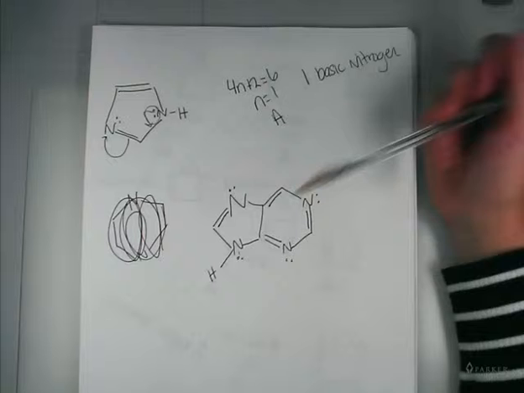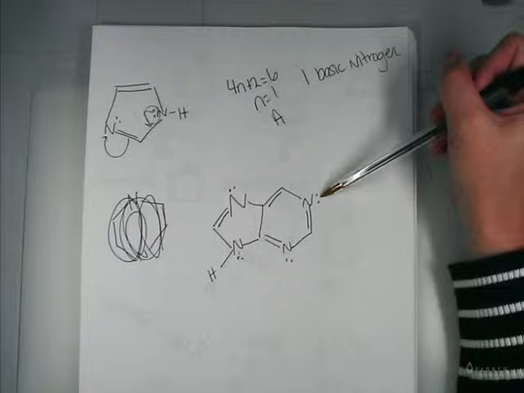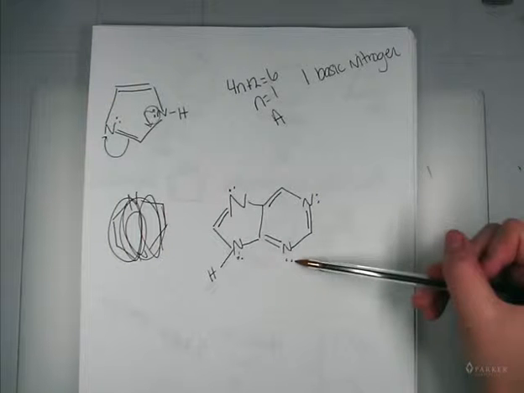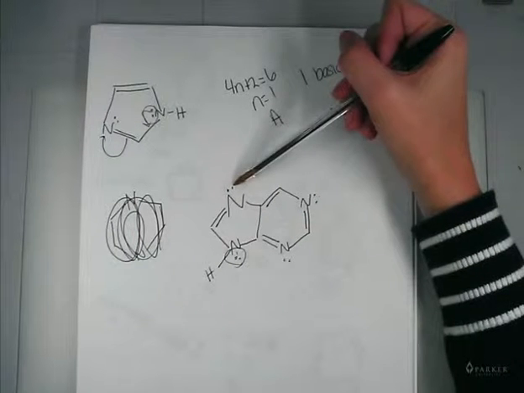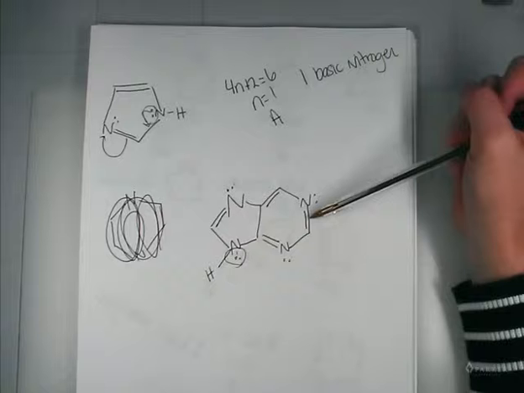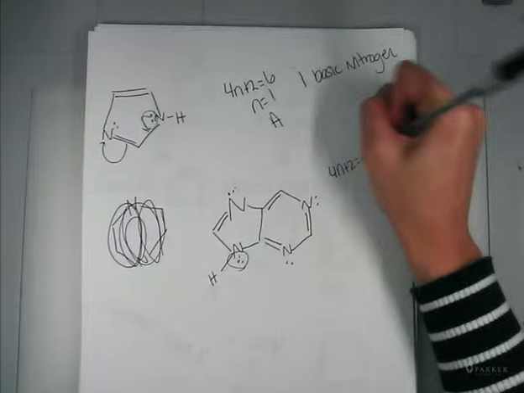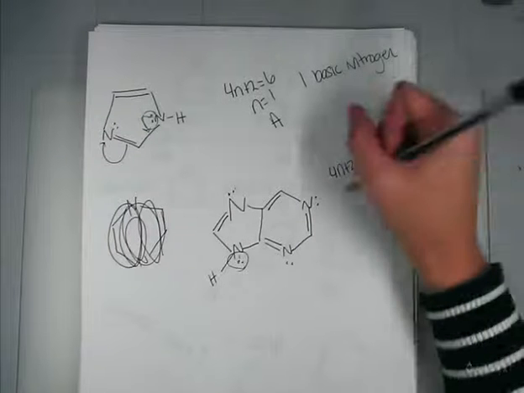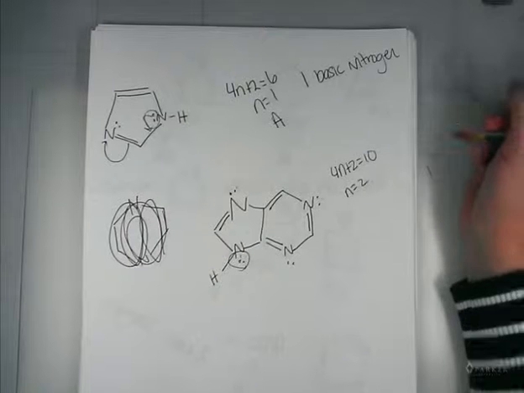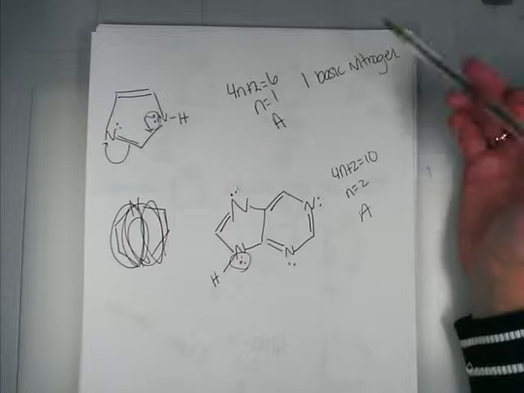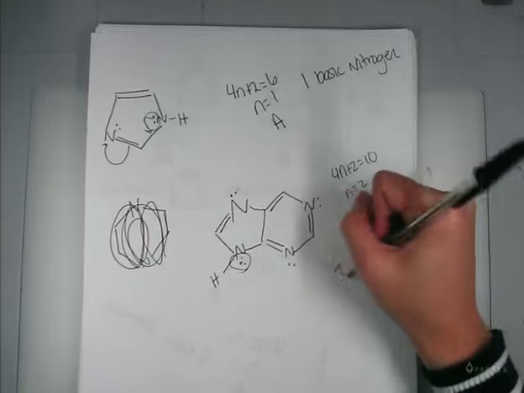So now let's count the total pi electrons. So first of all, do I count this lone pair? No. This one? This one? Yes. This one? No. So let's see. We have 2, 4, 6, 8, 10. So 4n plus 2 equals 10, that'd be 8, n equals 2. This would be aromatic. Now, how many basic nitrogens do we have? Three basic.